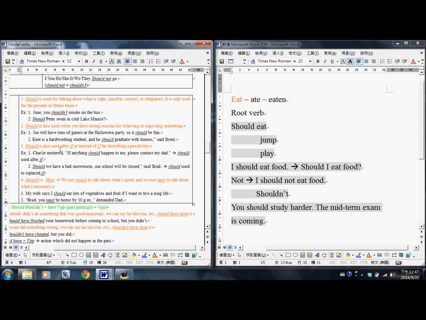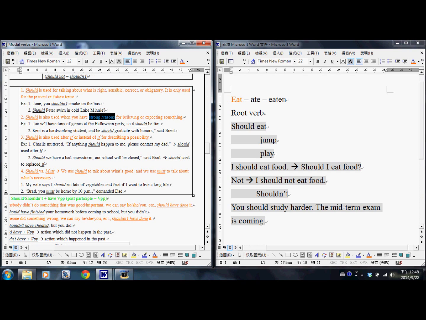Number two, Kent is a hardworking student and he should graduate with honors, said Brent. So actually, Kent is a very good student. He's a very hardworking student. So of course he should graduate with honors. I'm expecting him to graduate with honors. So you can see that when we have a strong reason for believing or expecting something, we can use should.